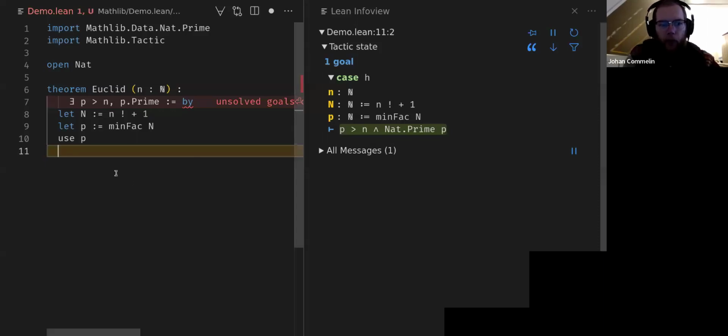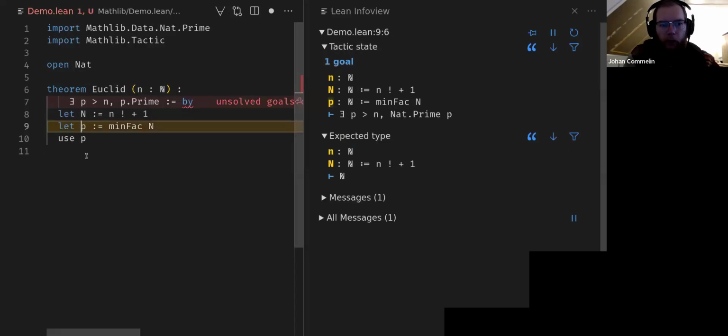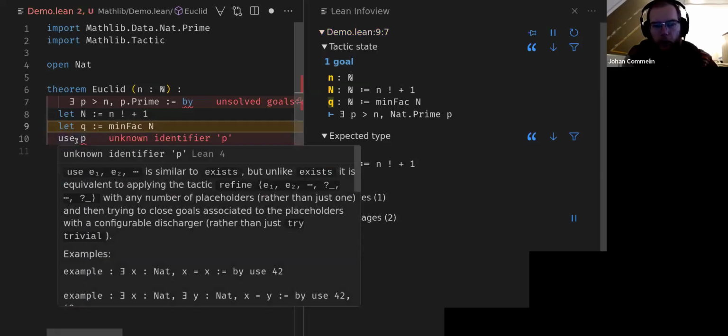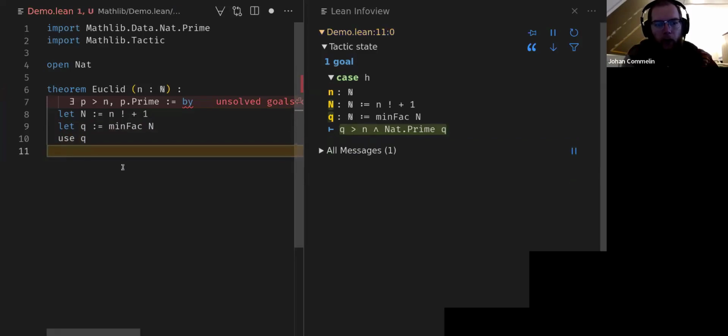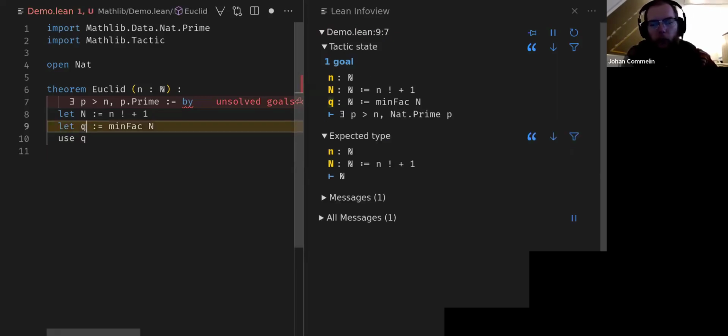And I mean, these letters are just names. So for example, we could have called this Q. Let Q be the minimal factor. And then use P doesn't make sense because it doesn't know about any P, but we can say use Q. And then now, of course, we need to prove that Q is greater than N and that Q is prime. But let's just call it P again, because, well, primes are always called P.